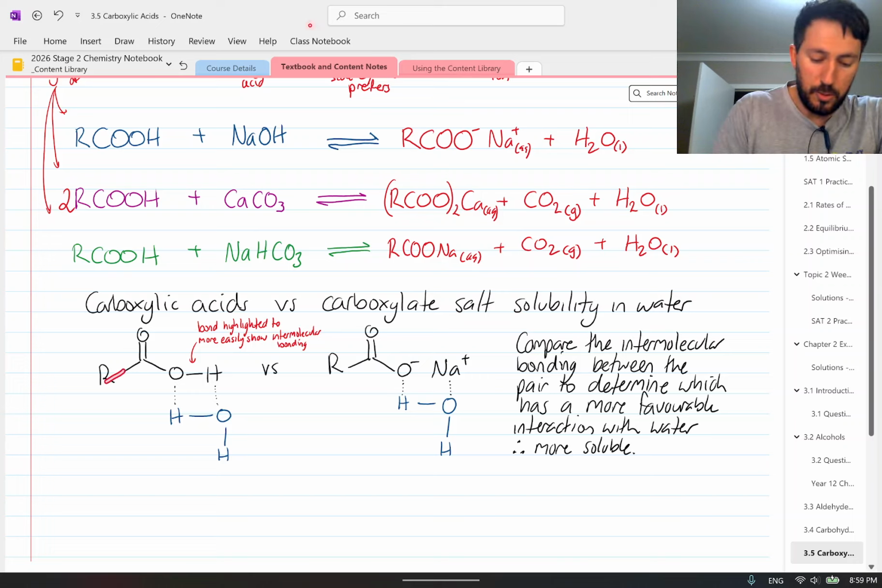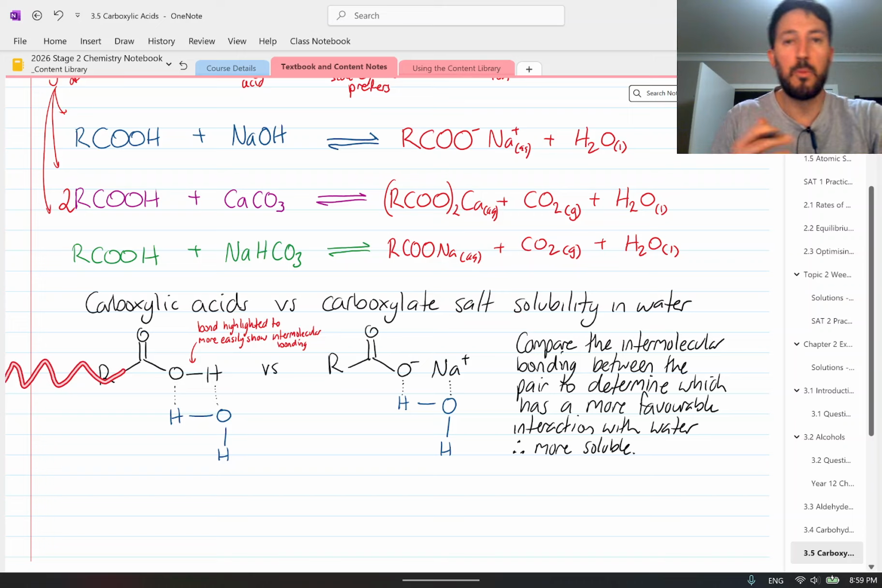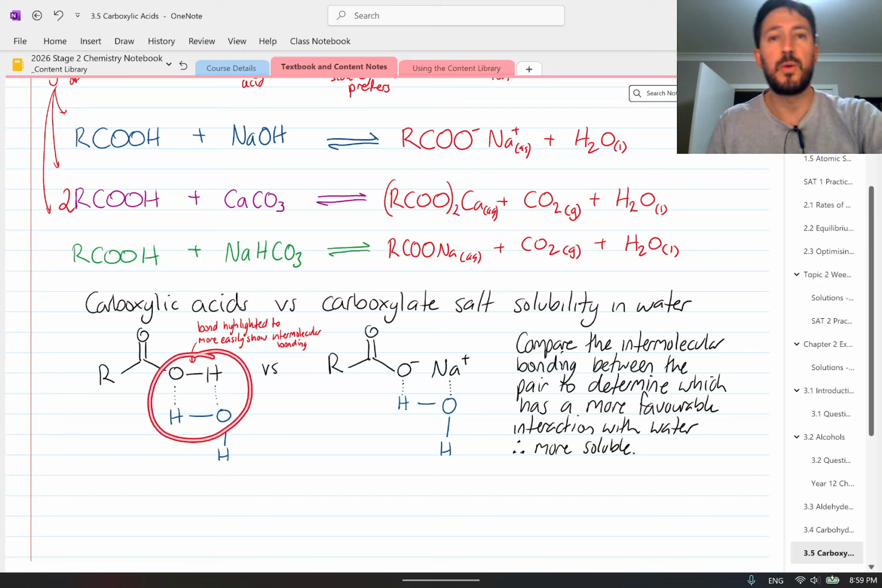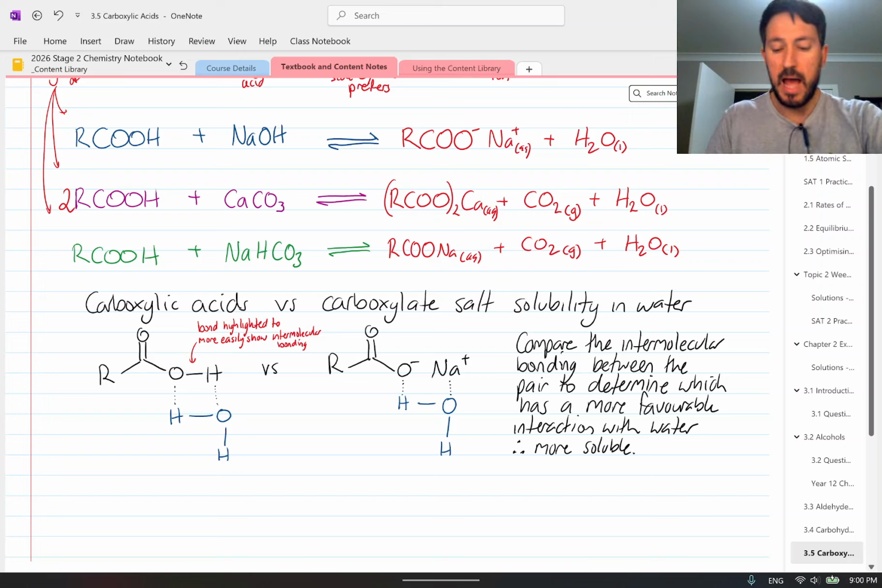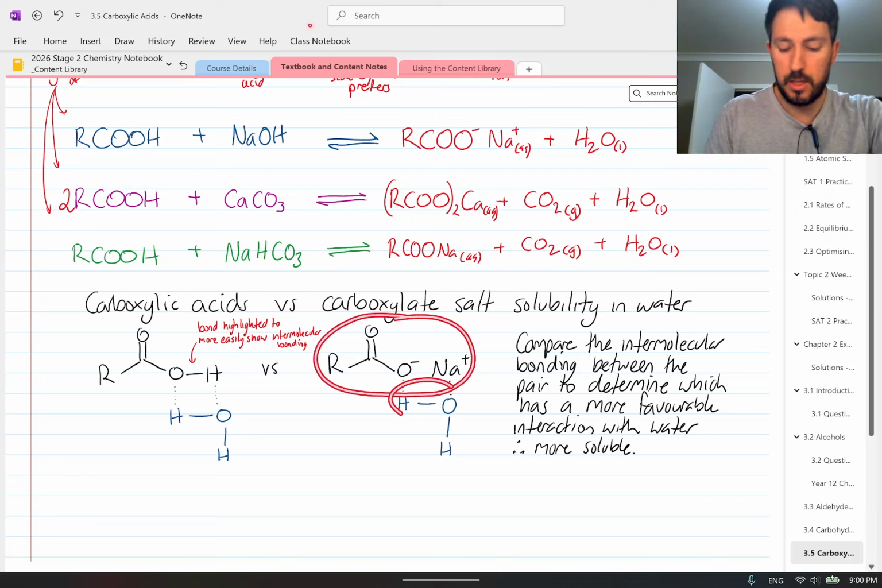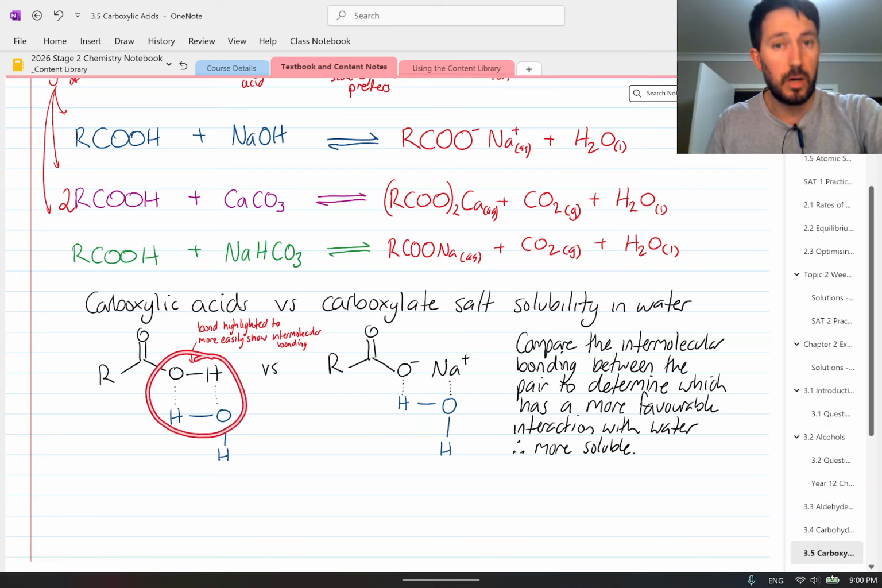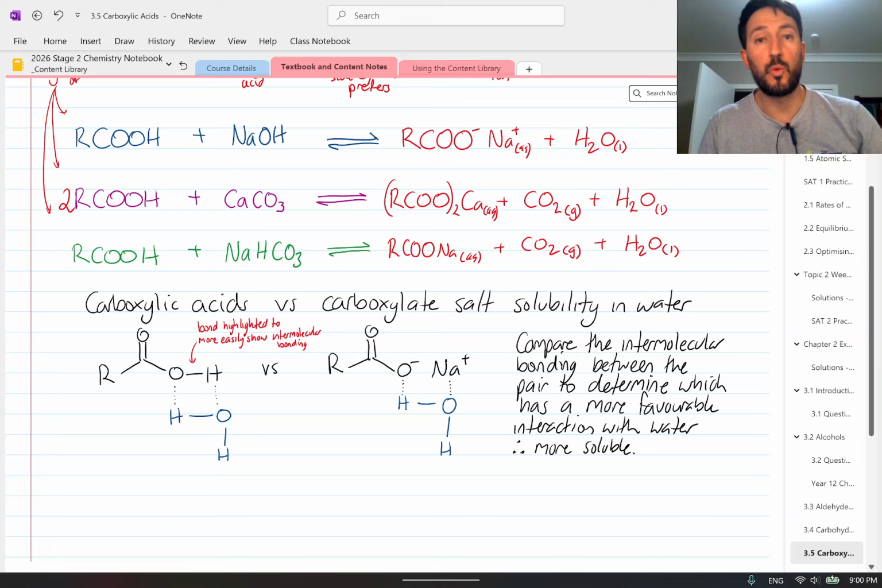But if this R group was much longer, then obviously the proportion of dispersion forces to polar parts is smaller. Sorry, a larger portion is dispersion forces, which will not favorably dissolve in water. Regardless, I'm not really worried about that for the moment. All I'm worried about is comparing the type of bonding happening between carboxylic acids and water and our carboxylate salts and water. Hydrogen bonding is generally considered to be quite strong, so that is why carboxylic acids, the small ones at least, do dissolve in water well.